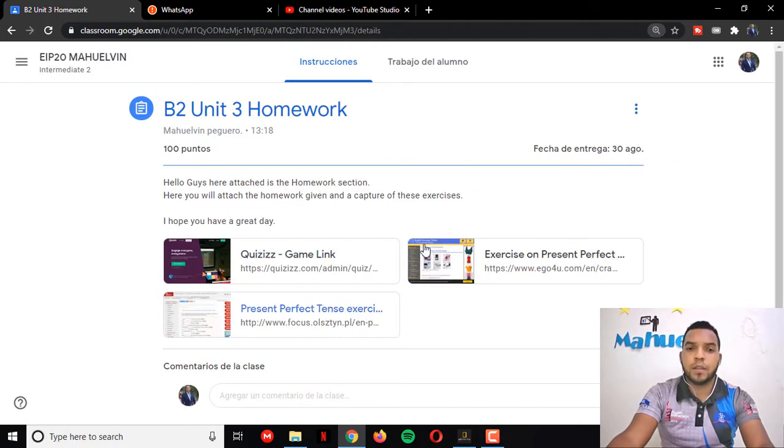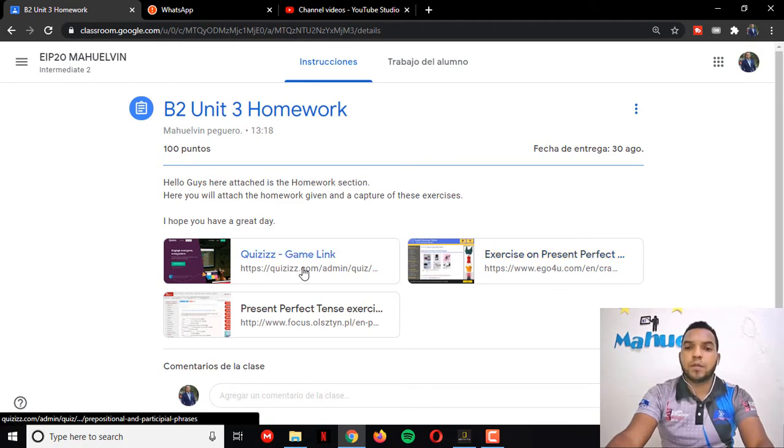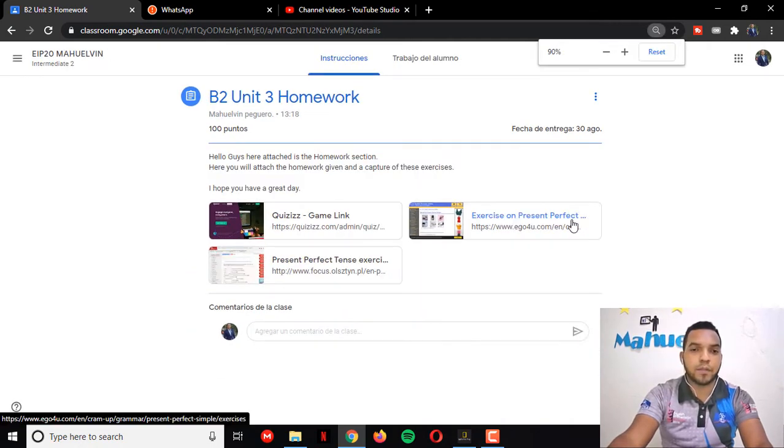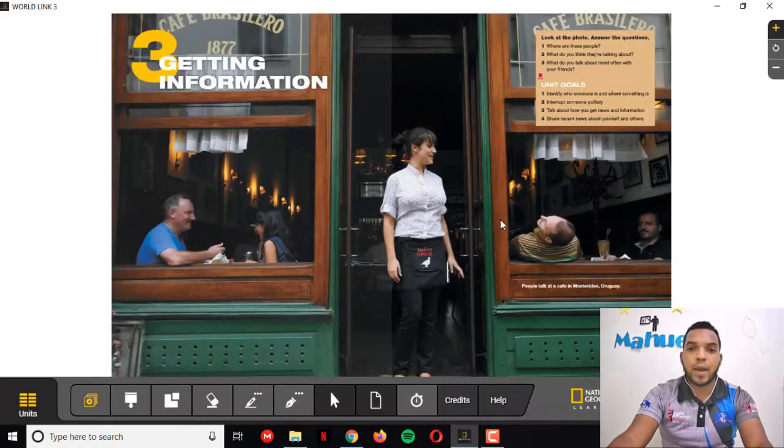Okay, so there are 3 different exercises. The first 2 are about lesson A, and these 2 are about lesson B, the present perfect. So we're starting right ahead.